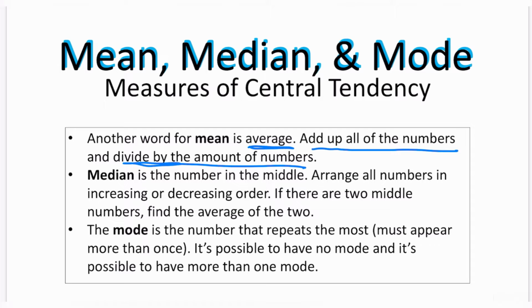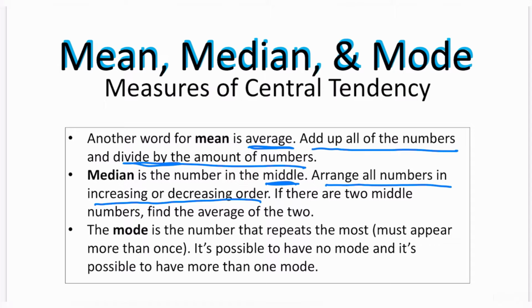The median is the number in the middle. So the mean is the average, the median is the number in the middle. But before you can find this median, you are going to have to arrange all of the numbers, and it could be in increasing or decreasing order. Most people just put them in increasing order. Now, if you have an odd amount of numbers, you have a true middle value.